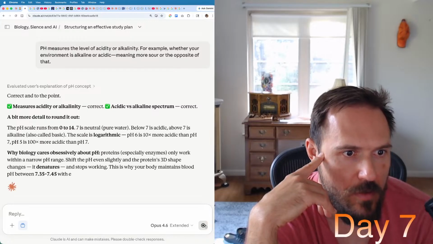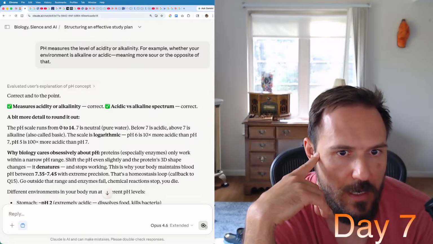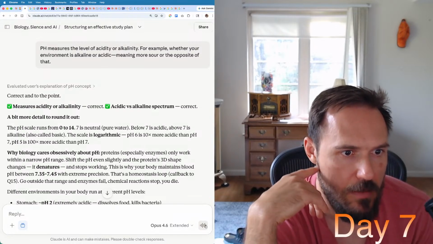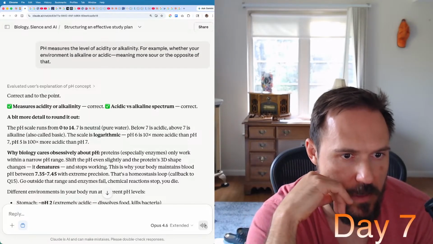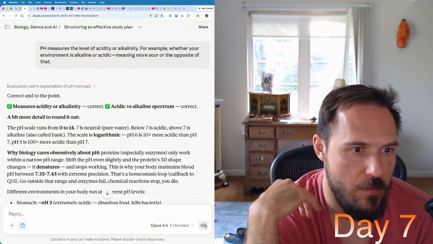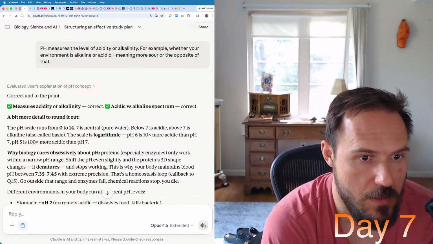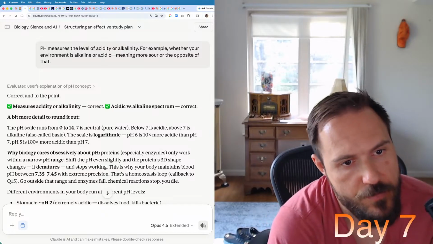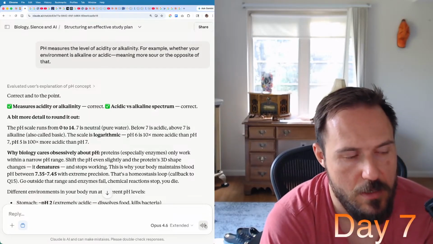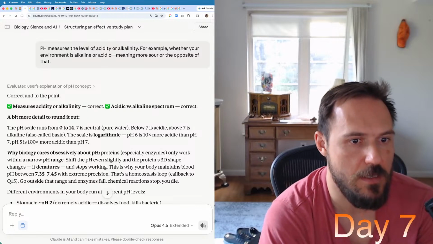Correct and to the point. Measures alkalinity, acidity, alkali, correct. Acidic versus alkaline spectrum, correct. A bit more detail to round it out. The pH scale runs from 0 to 14. 7 is neutral, pure water. Below 7 is acidic. Above 7 is alkaline, also called basic. The scale is logarithmic. Oh, that I didn't know. pH 6 is 10 times more acidic than pH 7. pH 5 is 100 times more acidic than pH 7.